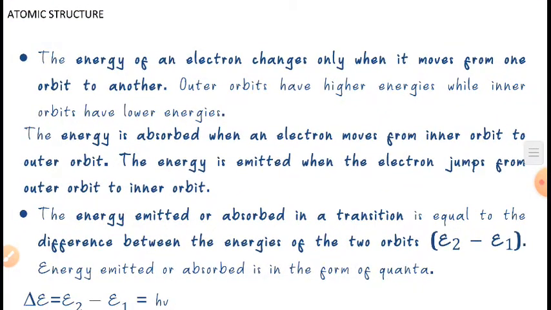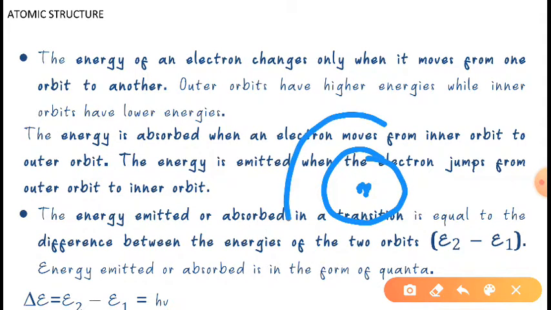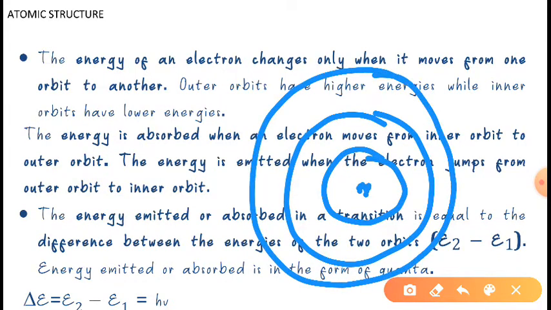Now, the energy of the electron changes only when it moves from one orbit to another. What Bohr wants to say is, suppose this is a nucleus here, and this is the first orbit, second, third, like this. Bohr said that the energy of the electron changes only when it moves from one orbit to another. Means if the electron is revolving in this orbit, when it jumps here, at that time only the energy will be released or absorbed.